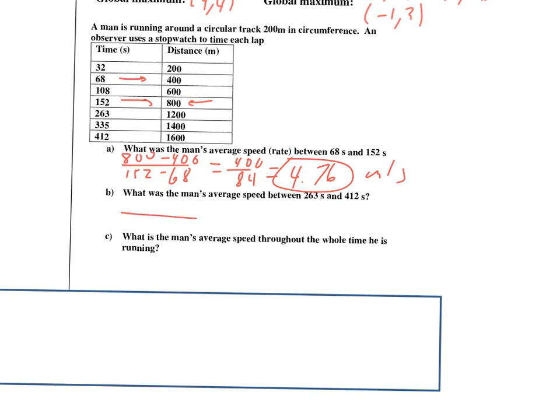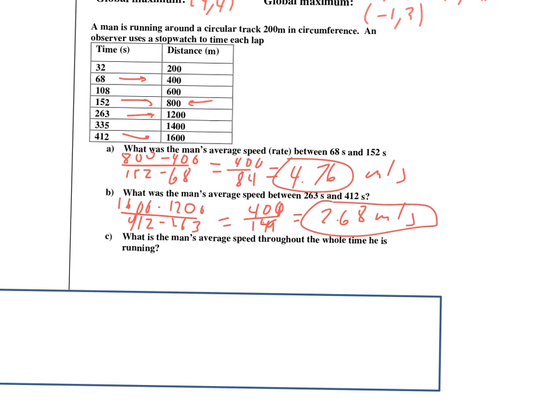Okay, so then same idea for the next one, 412 minus 263. So I have 1600 minus 1200. So 400 on top again, and 149 on bottom. And that would be about 2.68 meters per second. So I'd say this person's not a very good runner because you're supposed to keep your speed kind of consistent there. And so I would say he's not staying on track, if you know what I mean.